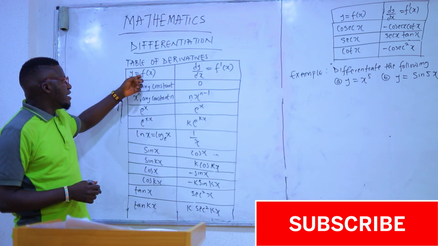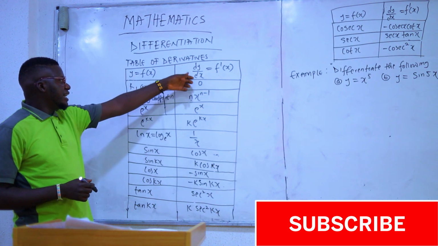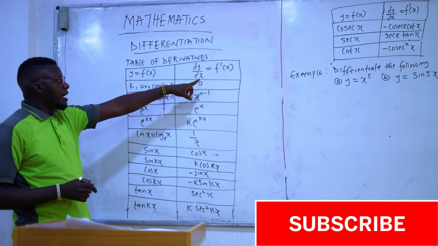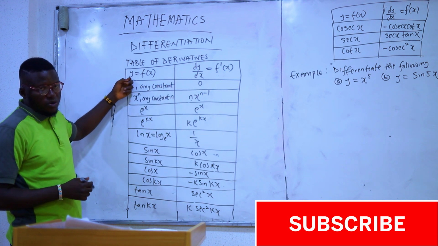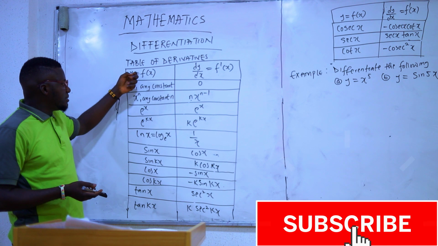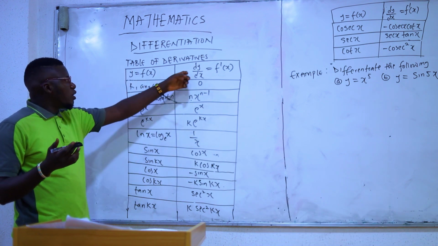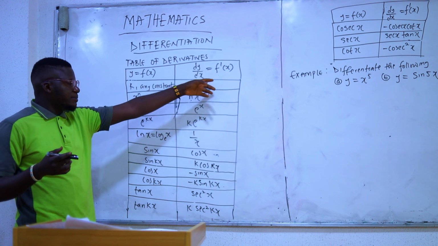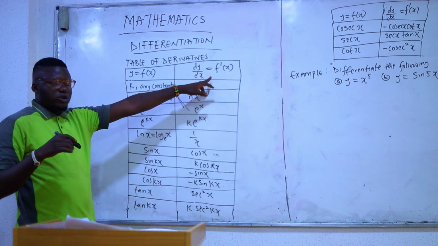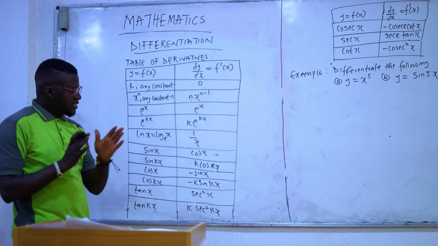So y, which is equal to f of x, then my dy over dx is equal to f prime of x. This is my function y. My y is the same thing as my function of x. Then my dy over dx, that's the differential of y with respect to x, is still the same thing as the differential of my function, which is f prime of x.